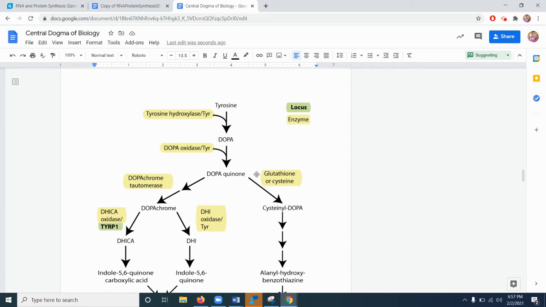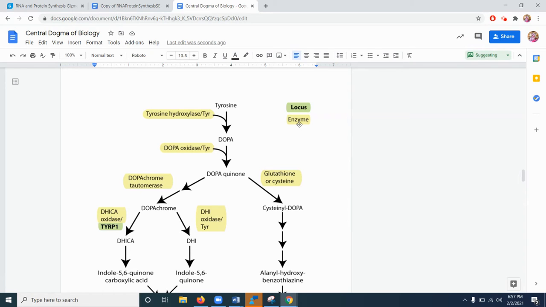So in this example, this is a complicated chemical pathway. You don't need to know this. I just wanted to show you. But this is how enzymes, which are proteins, create products. The enzymes are proteins that speed up chemical reactions. They make things happen in the body.